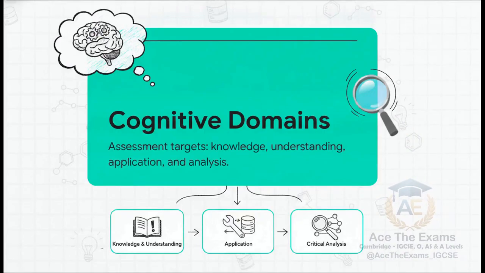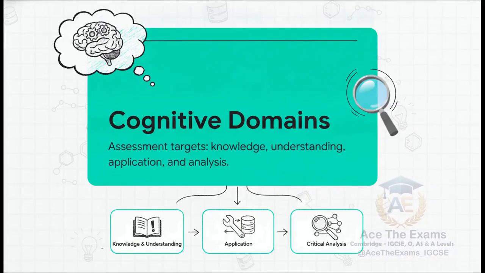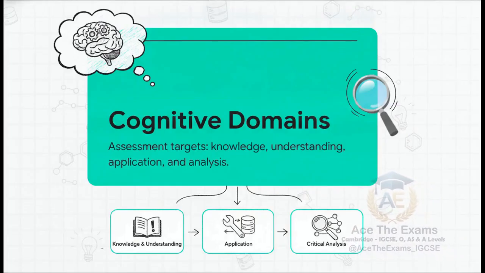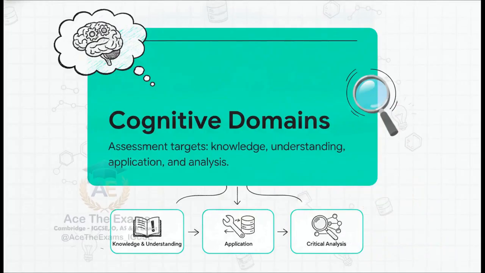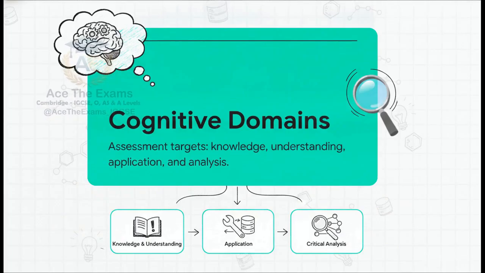Now, what's really interesting about this slide is it shows us exactly how to avoid the traps that Alex and Sam just fell into. We have to look at exactly how examiners are instructed to award you marks behind closed doors. It's not magic, it's not arbitrary, it's a precise psychological framework. The Cambridge syllabus doesn't just want to test your memory, it specifically targets distinct cognitive domains. These assessment objectives are strictly broken down into three things: knowledge and understanding, application, and critical analysis.